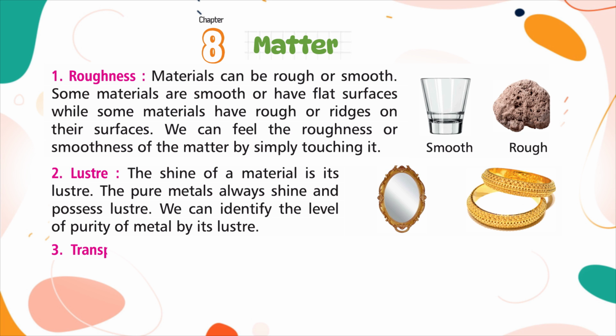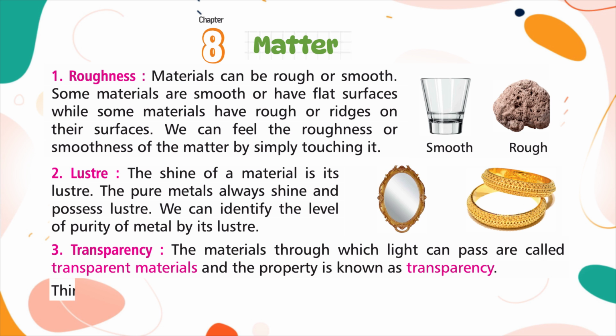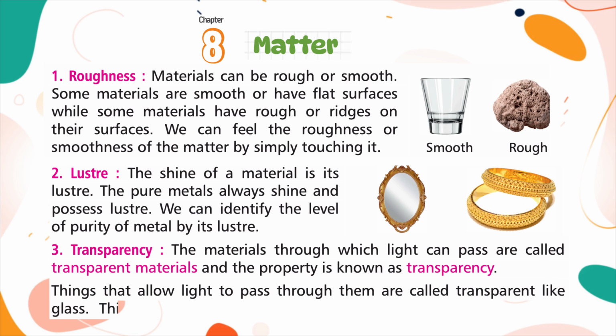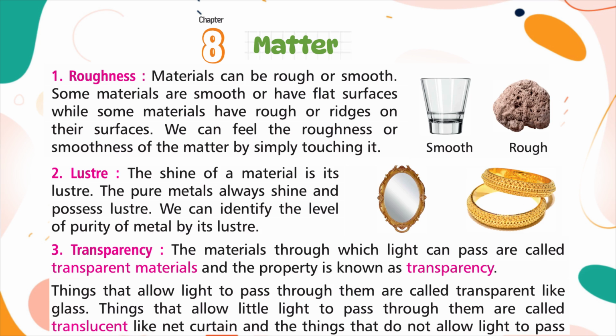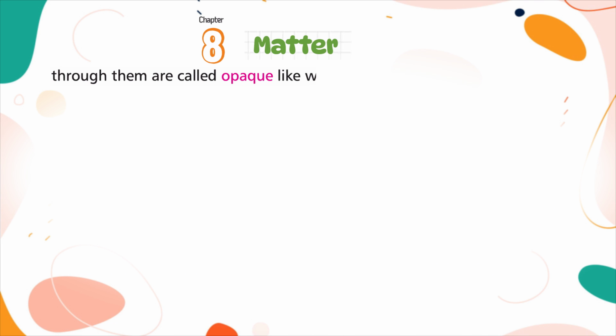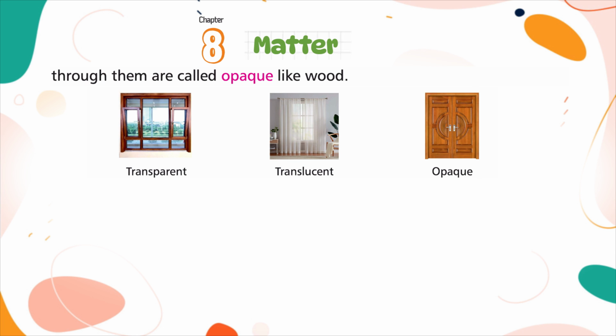Number 3. Transparency. The materials through which light can pass are called transparent materials, and the property is known as transparency. Things that allow light to pass through them are called transparent, like glass. Things that allow little light to pass through them are called translucent, like net curtains, and the things that do not allow light to pass through them are called opaque, like wood. Transparent, translucent, opaque.